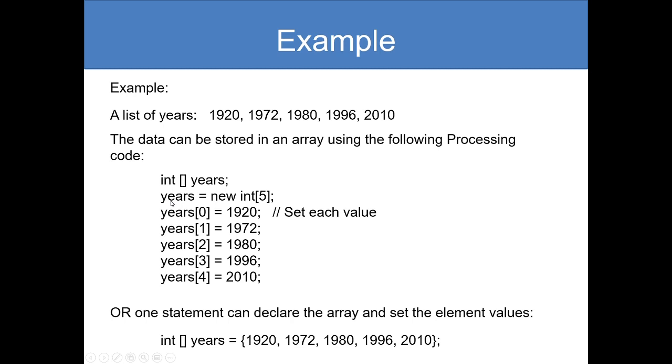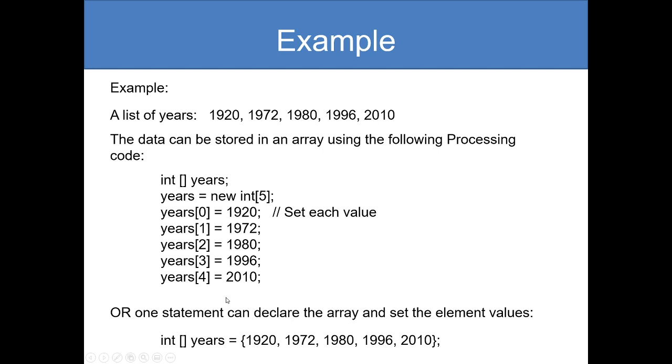Then I say years is going to be 5 long. For the first spot, I'm going to say 1920. For the second spot, 1972. Notice that we're always taking 1 off of where we actually are. So the first spot is actually at 0, the second spot is at 1, and we go all the way up to years 4, and that's 2010.